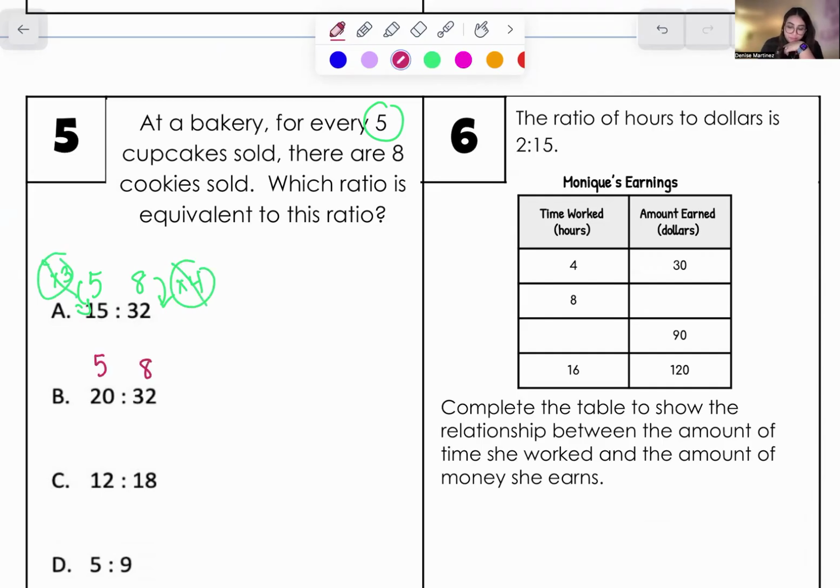5 to 8. 5 times 4 is 20. And 8 times 4 is 32. So B would be my answer.